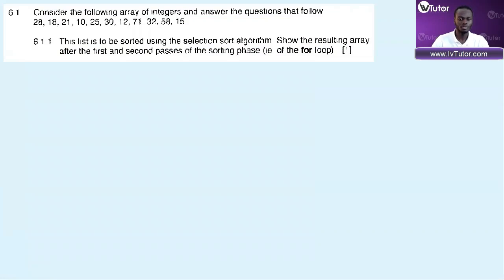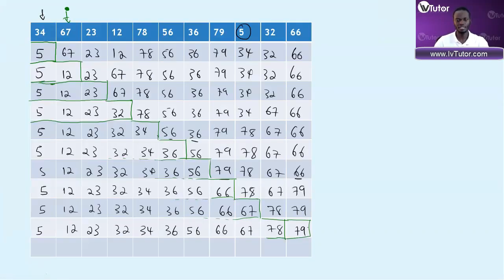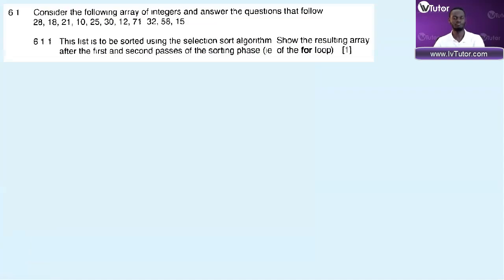Here's another example that we want to do on the selection sort algorithm. So we've just done this one. It's a repetition really of what we've just done. We are given numbers and they say, show the resulting array after the first and second passes of the sorting phase. That is the for loop iterations that happen. So if I'm going to rewrite these numbers, I'm going to start here. So you have to find the smallest number in this case, which is 10.